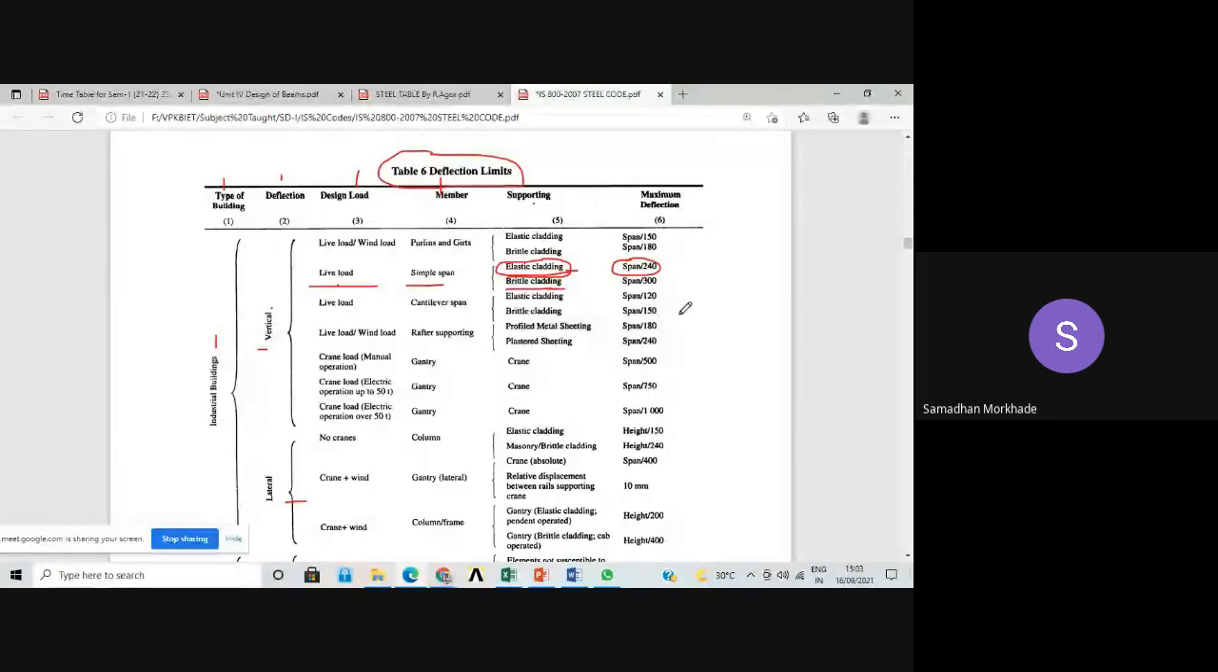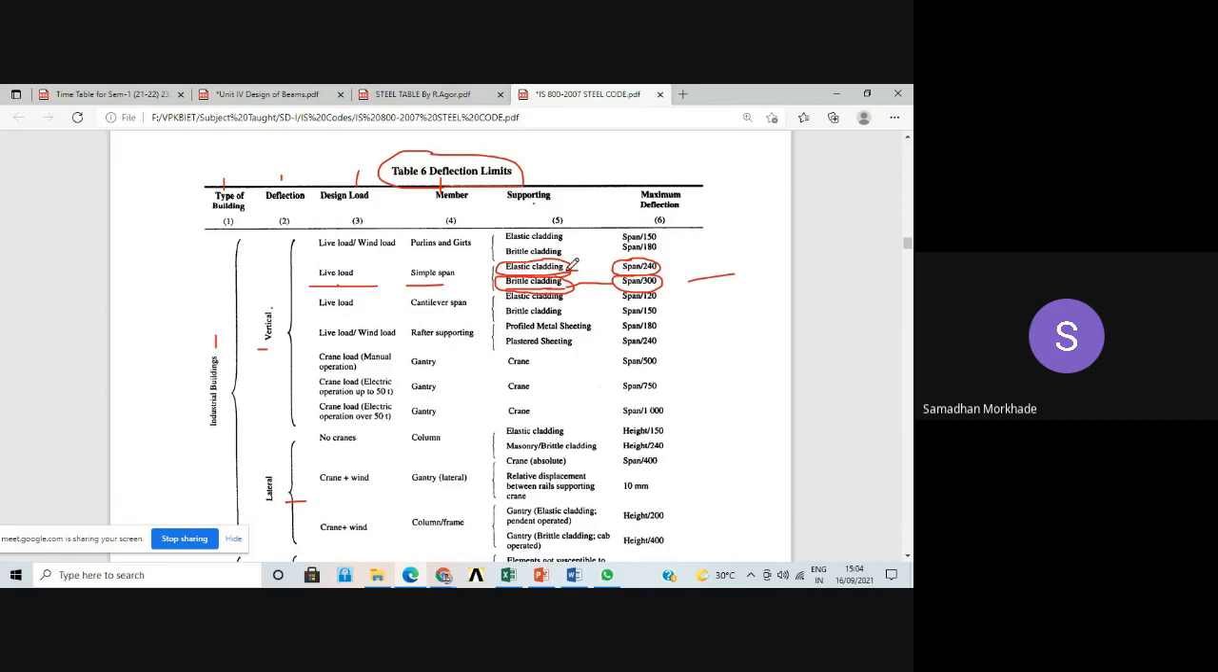So what are the good points of steel structure and the good points of RCC structure? Both have been incorporated, both have been taken care of. So if your supporting system is an RCC slab, the RCC slab is treated as a brittle cladding. Okay, so if your beam's supporting system is an RCC slab, your permissible deflection limit is span by 300. Now what is the philosophy, the reason behind this?